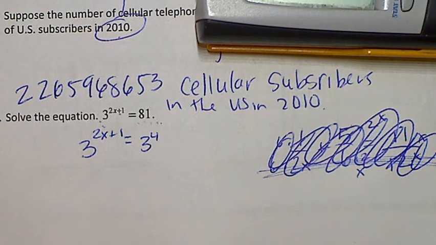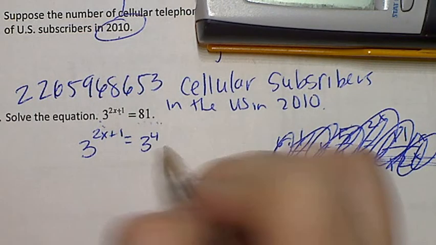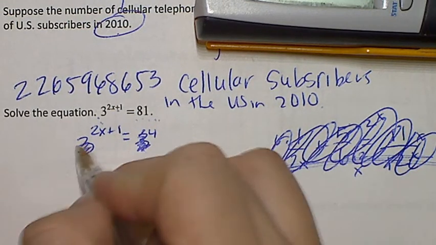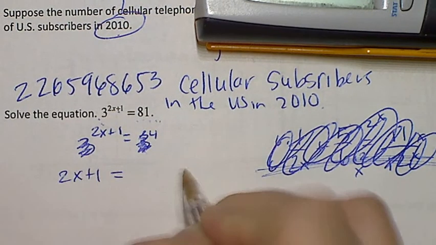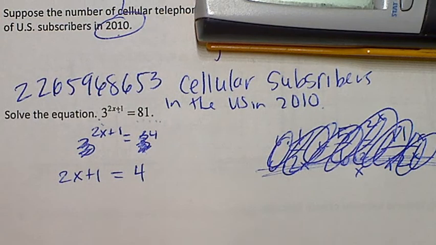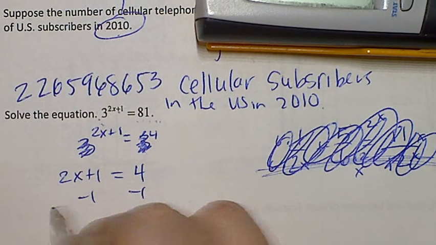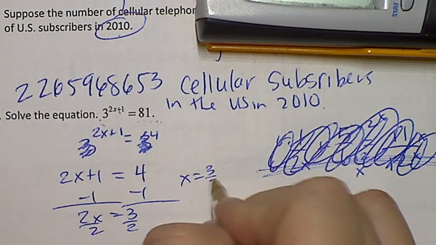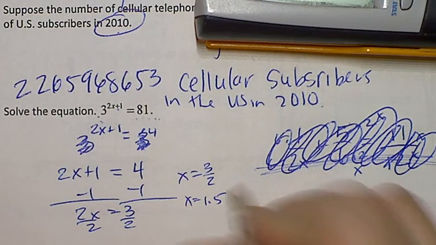As soon as the bases are the same, just like when we had common denominators, we're going to cross out the bases and we bring down exactly what we see in the exponent position. Subtract 1 from both sides. 2x equals 3. Divide both sides by 2, and x equals 3/2, which is the same as 1.5. Whether you write 1.5 or you write 3/2 are the same thing.